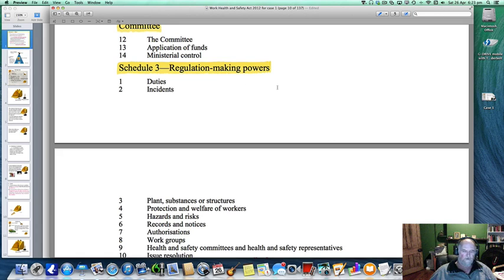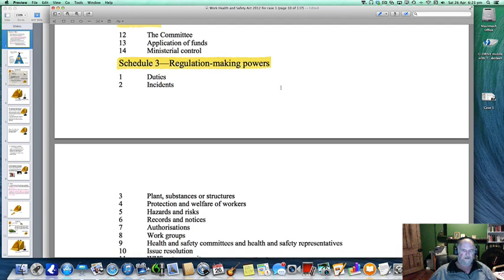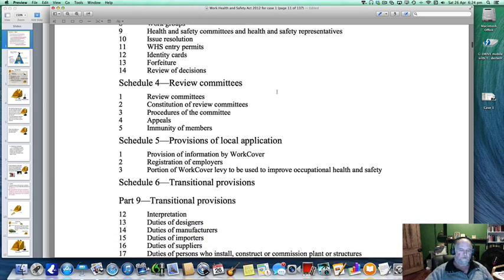So if anyone wants to make a regulation, usually a department, they've got to do it within the confines of the powers granted to them by the Work Health and Safety Act. So it goes on. Don't worry about this.